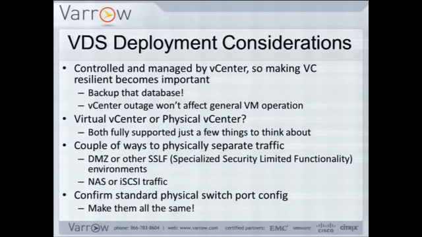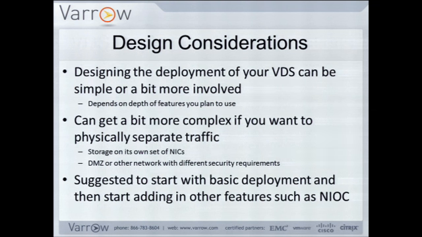And the other thing is confirm standard physical switch port config. Make them all the same. I'm so tired of troubleshooting network issues in VM environments where this top-of-rack switch is kind of the same configuration as that top-of-rack switch, yet this one's trunking VLANs, but that one's not, and then we add port groups so they work on these but not those, and it just, stop doing that. Make everything standard, make everything the same.